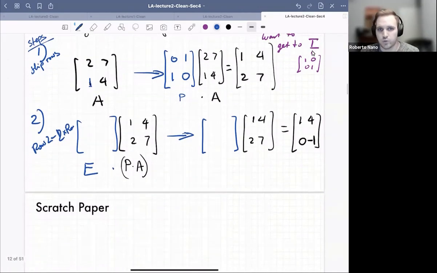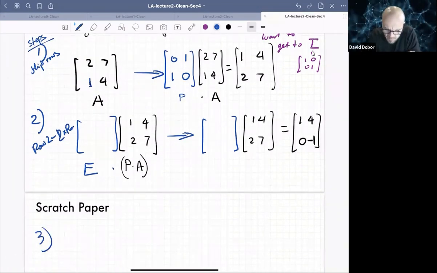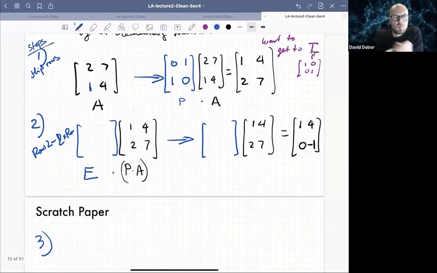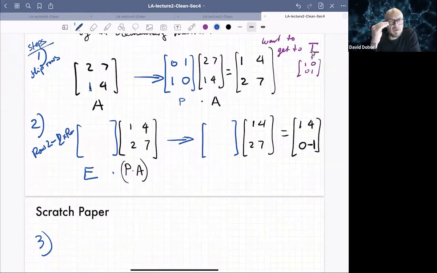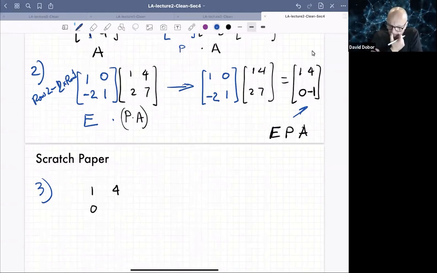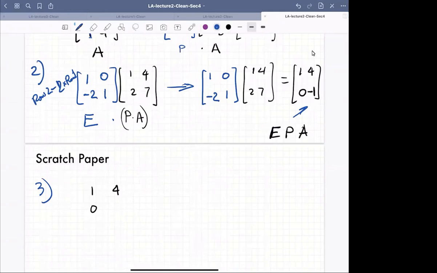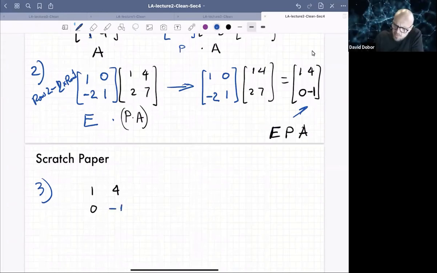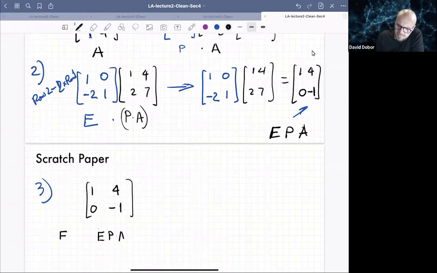1, 0, 2, 0. 1 minus 2, 0. Okay, so I want to subtract twice row 1. Now it's correct, right? Yep. Okay, so now I start with 0 minus 1, 0 minus 1 here. That's my matrix from the previous step, EPA. And I'm multiplying this by some matrix here on the left side.